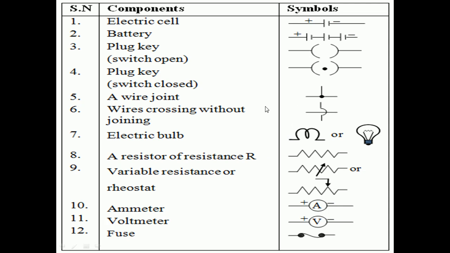And here you can see the symbols of wire joint, wire crossing without joining, then electric bulb, a resistor of a resistance, and variable resistance. Then this is the symbol used to represent a rheostat, this is the symbol used to represent an ammeter in an electric circuit, this is the symbol used to represent a voltmeter, and this is the symbol used to represent a fuse.